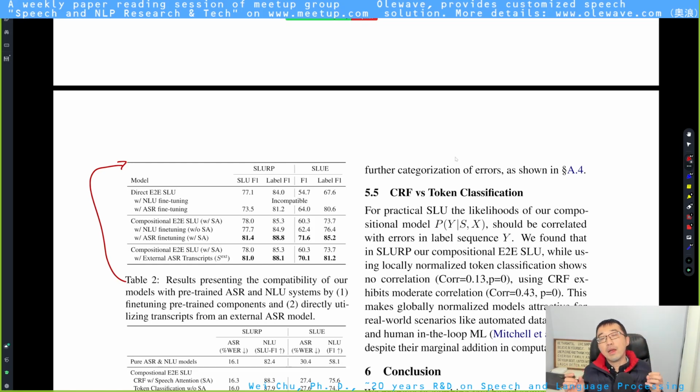Well, this time they meant that they do not just use the ASR trained from the SLURP or SLU dataset. They can use a pre-trained ASR model or pre-trained NER system. For example, if they trained on a gazillion amount of data, they can still play on the SLURP, okay? You can see that. Yeah, with NLU fine-tuning, it's called incompatible. I think they also mentioned that.